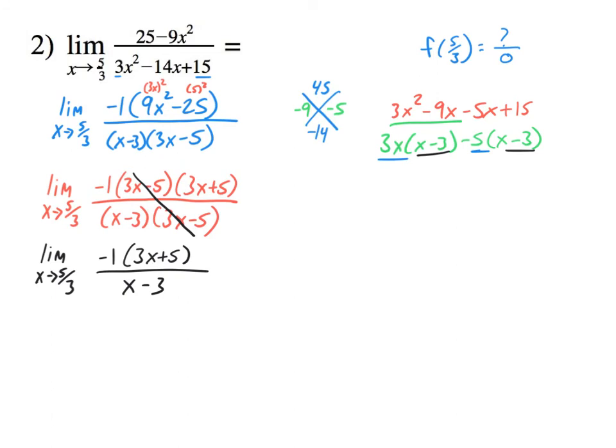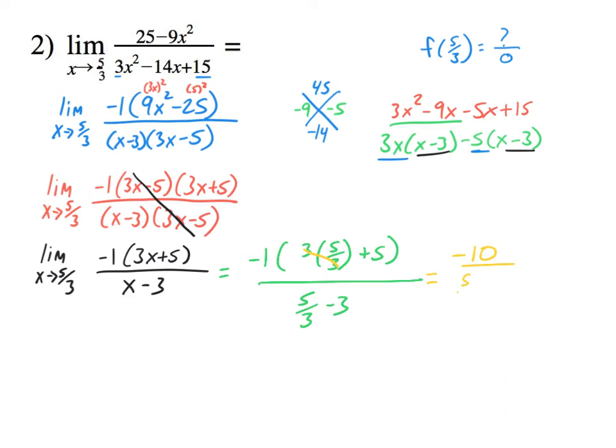Now we're going to try to plug in 5/3 and see if it comes out nice. And it will. So when we do that, we have -1 times 3 times 5/3 plus 5, that's the top. And the bottom we have 5/3 minus 3. Okay, a little ugly, huh? Sorry about that. So what we have, these 3's disappear. 5 plus 5 is 10, so this right here is -10 on top.